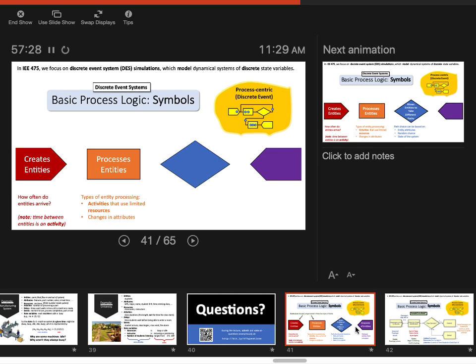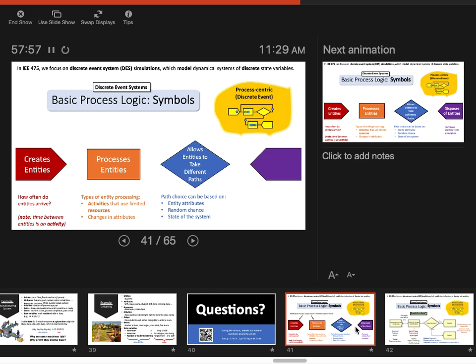What are you going to do to that entity while it's here? Are you going to change its attribute? Are you going to duplicate it? Are you going to remove it? So this is where a lot of the action happens in the logic that's specific to your system, is coding these things up. Then those entities can go to these diamond-shaped things, which look like if statements in a flowchart. So entities arrive in one corner and then they exit the other corners.